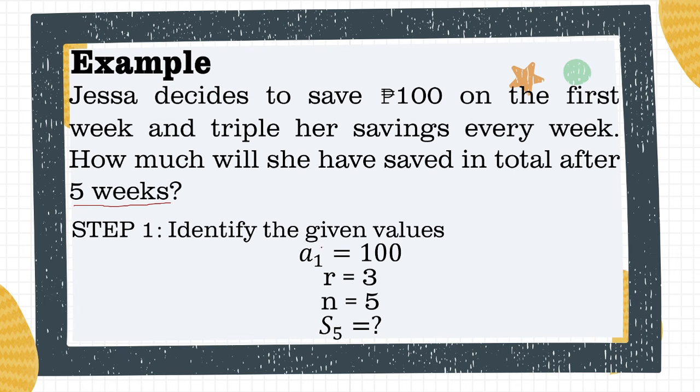So identify the given values. In the first week, how much does Jessa save? That is 100 pesos, so a of 1 is equal to 100. Next, r is 3, since she triples her savings, therefore you will be multiplying by 3. Next, she has saved in total after 5 weeks, so n is equal to 5. Since we are finding the sum of the 5th week, we will be finding S of 5.